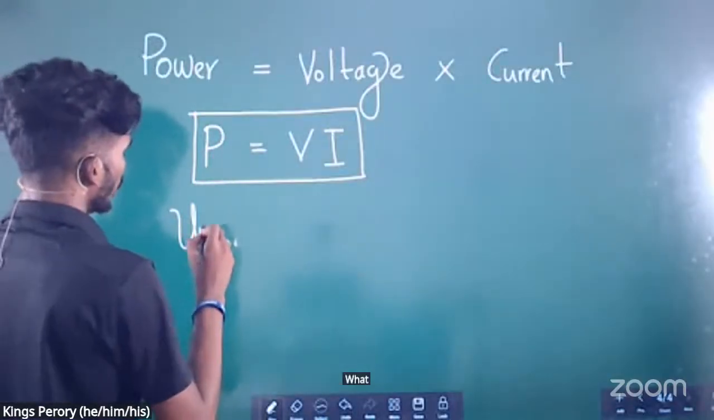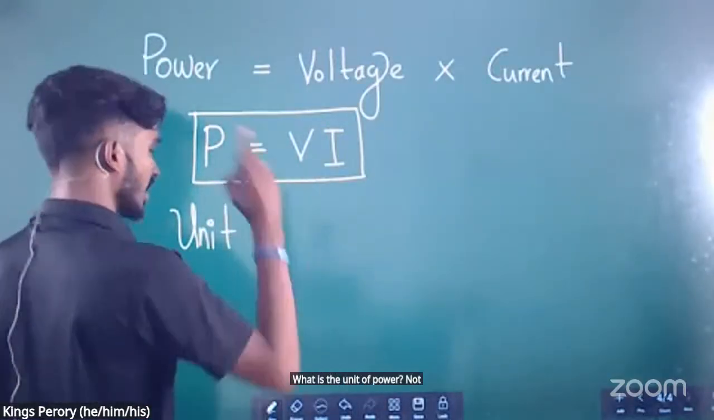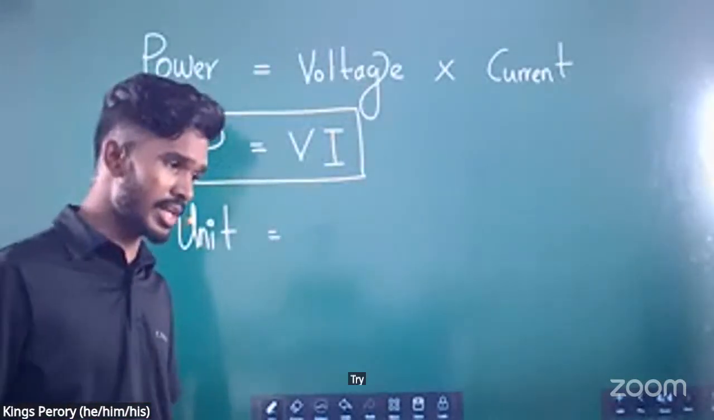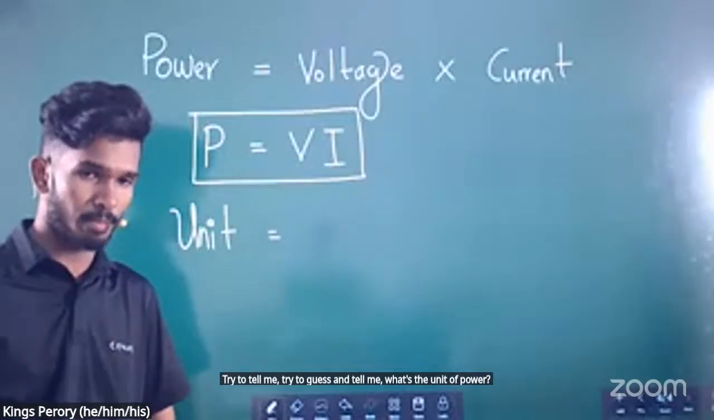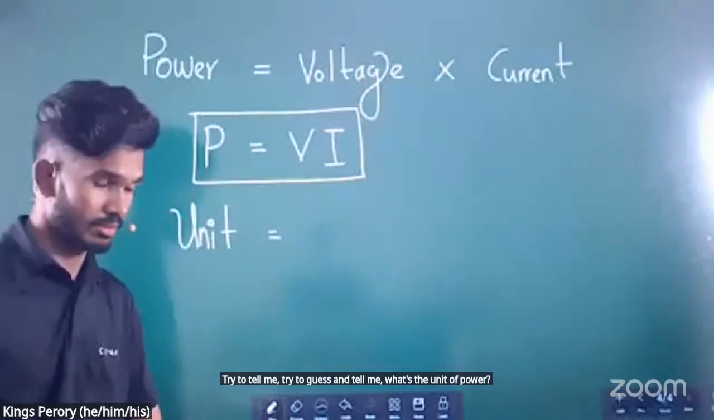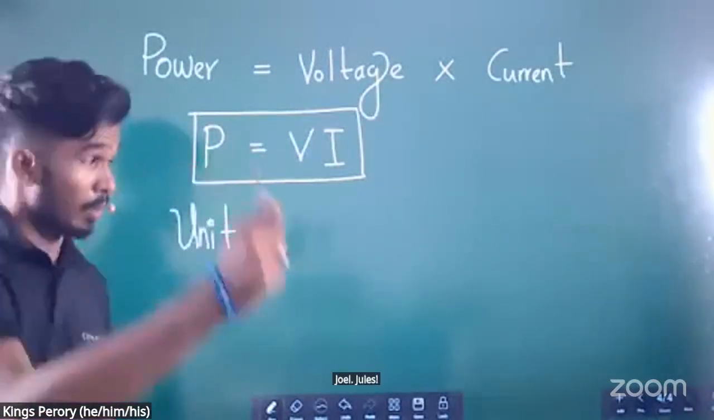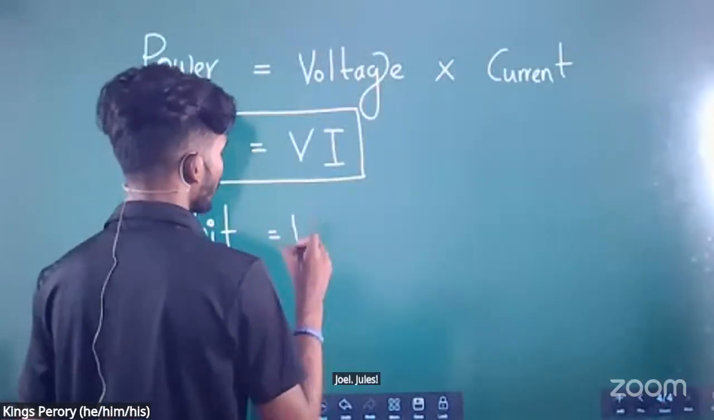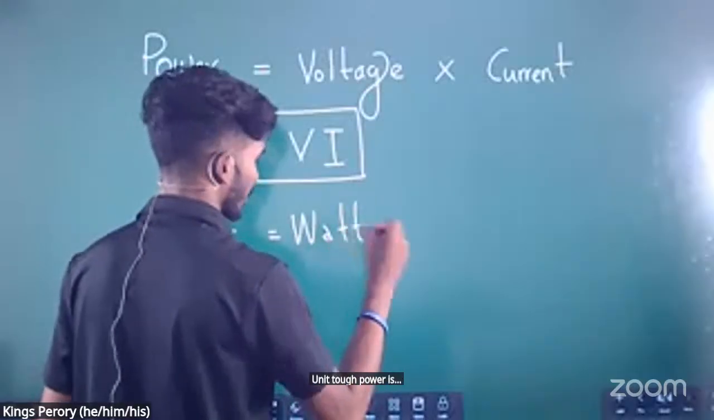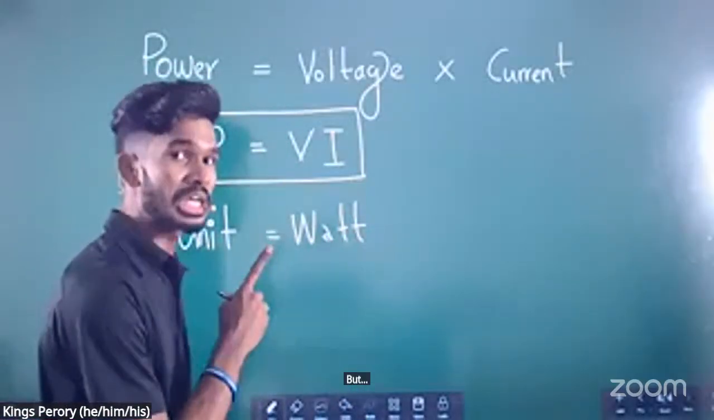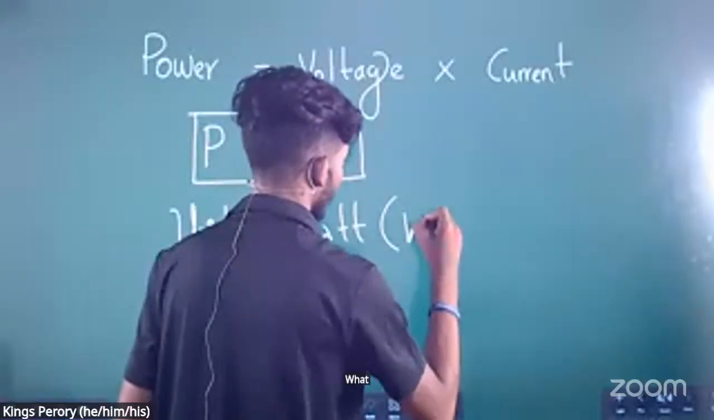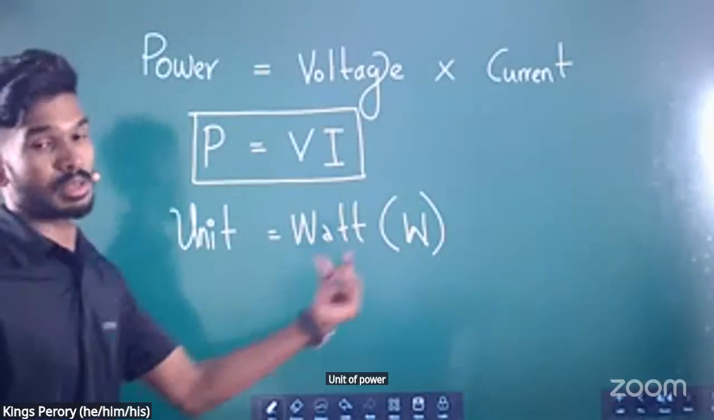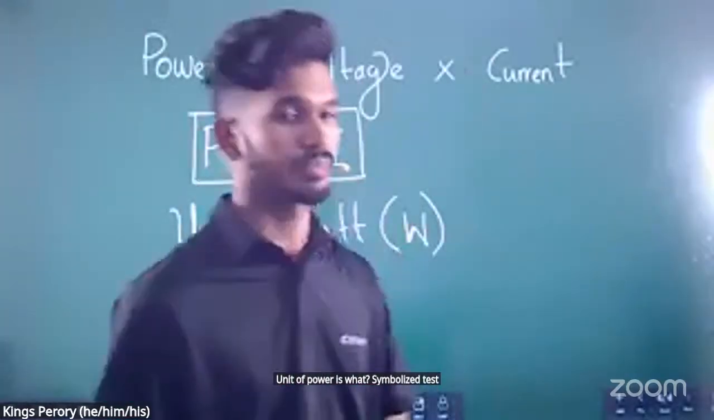What is the unit of power? Not a new thing. In grade 10, you all learned the unit of power. Try to guess and tell me. What's the unit of power? Joule? What? Watt. Unit of power is watt, symbolized as capital W.